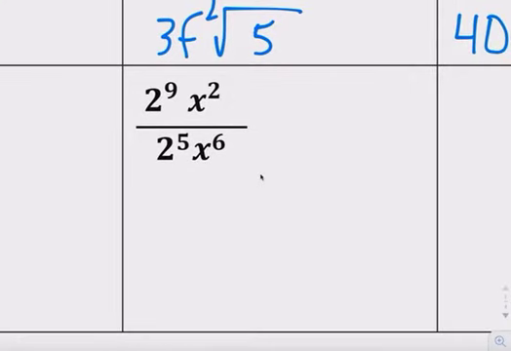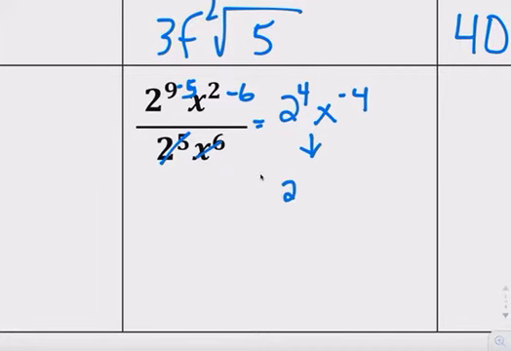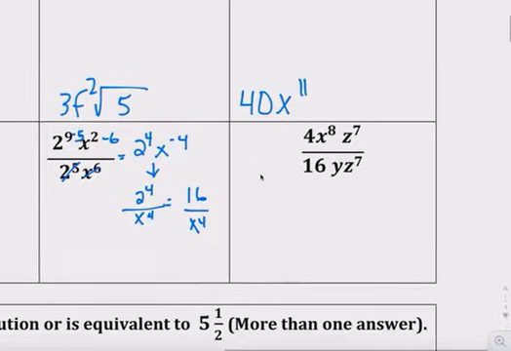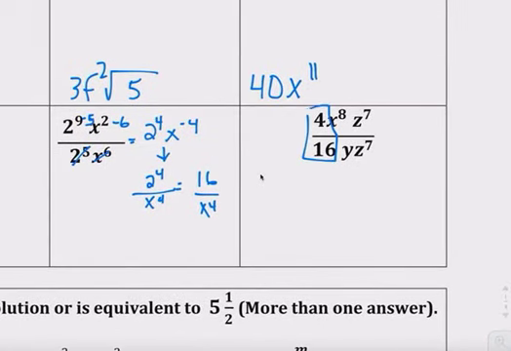This one here, you subtract like that, subtract like that, you get 2 to the 4th and x to the negative 4. This is not simplified, so you need 2 to the 4th over x to the 4th, or 16x to the 4th. Reduce this, get 1 over 4x, 8y, this is 0, so it's not there.